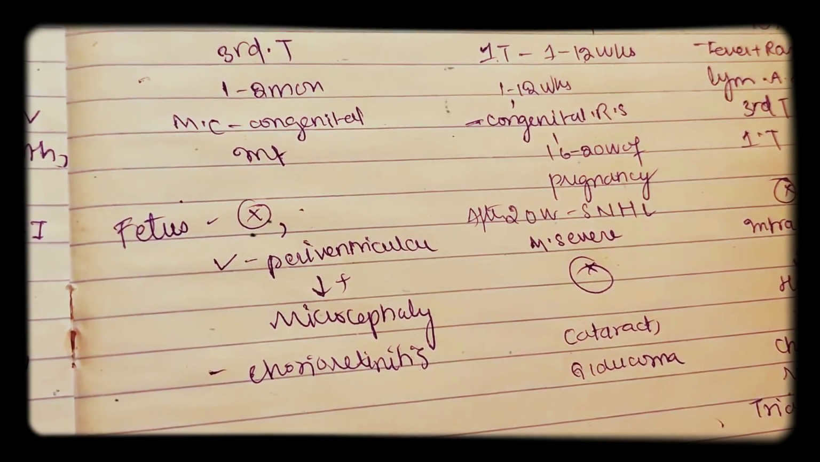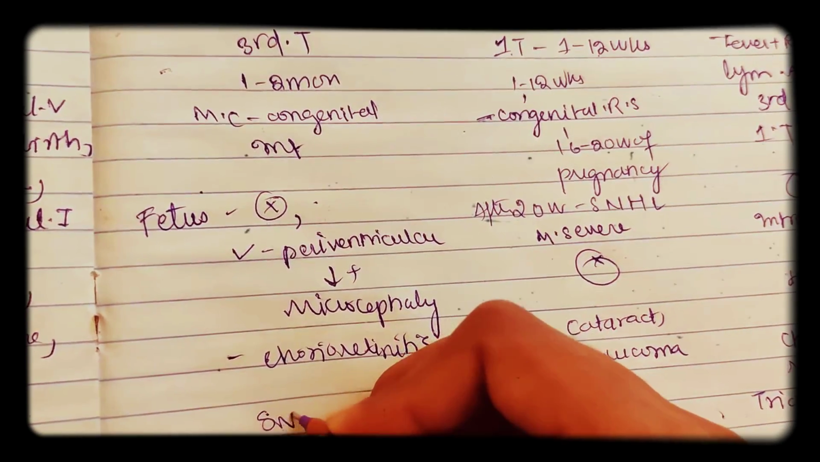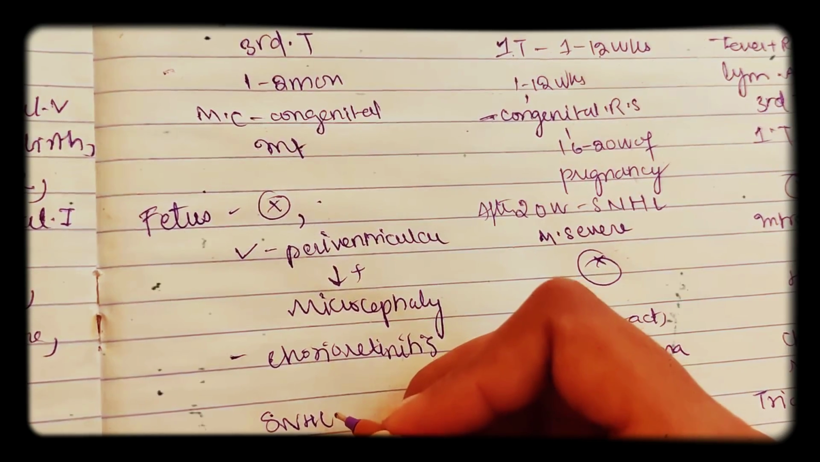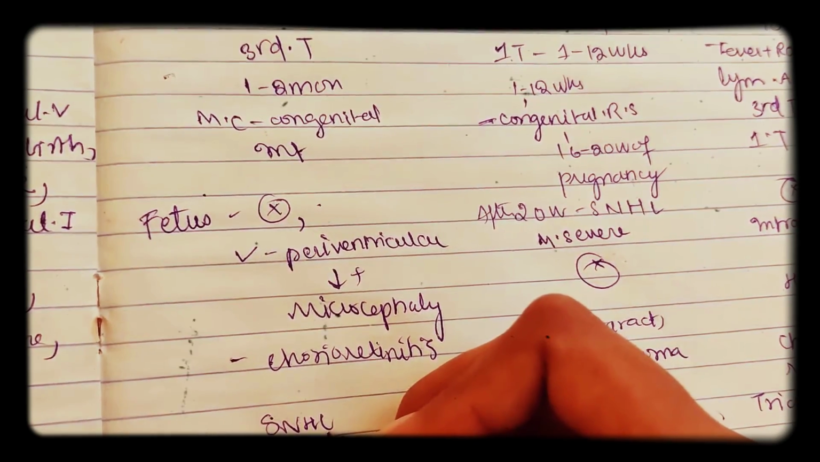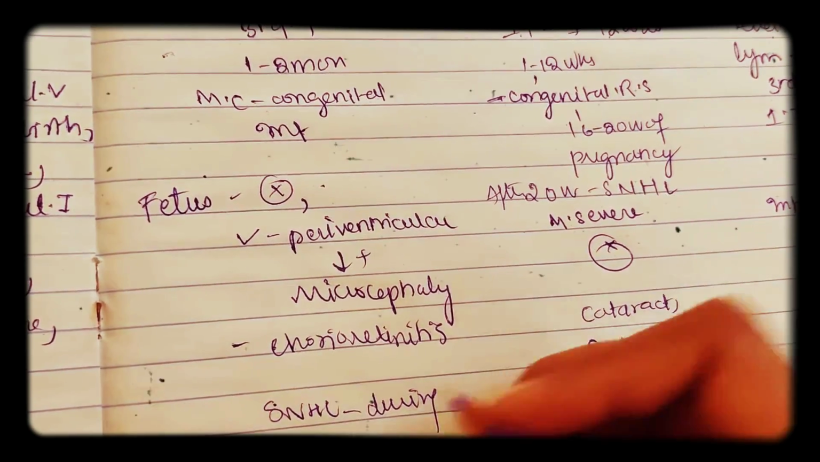Now coming to the ears. We already discussed that in the ears of cytomegalovirus there will be SNHL, that is sensory neural hearing loss, which is the main cause during childhood.